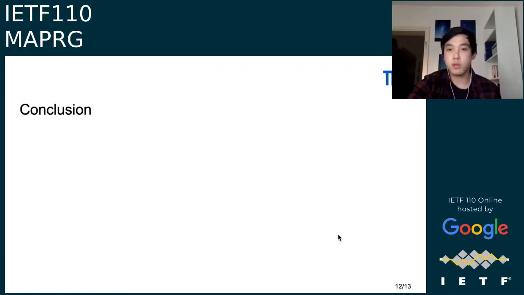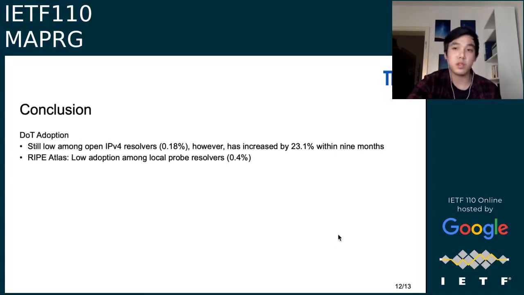So just to sum it up, in conclusion, we saw that the DOT adoption is still somewhat low, with less than 0.5% for both the IPv4 address space and the local resolvers of the RIPE Atlas probes, although there has been some decent progress regarding the increasing support of DOT and newer TLS versions.